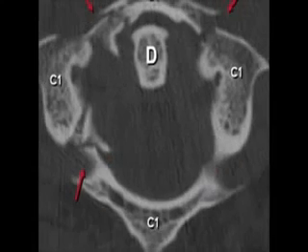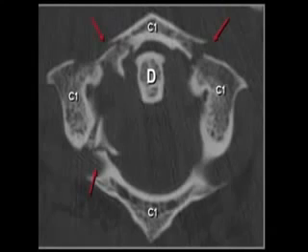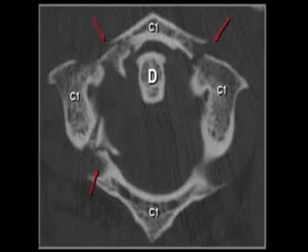Here's a CT scan of the same patient in which we can see both the right and left fractures of the anterior arch. We can only see the right posterior arch fracture on this image.